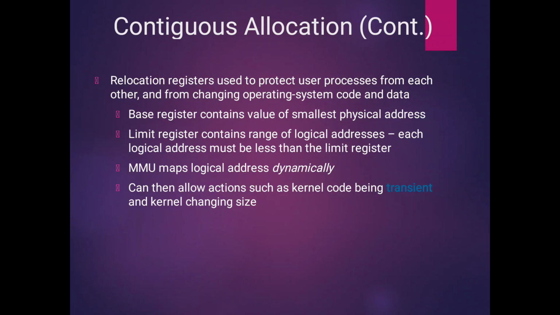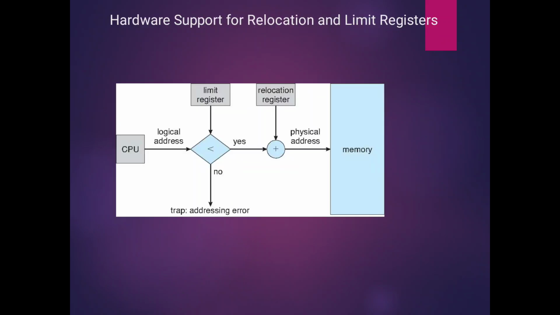The base register contains the value of the smallest physical address, and the limit register contains the range of logical addresses. Each logical address must be less than the limit register. The memory management unit maps logical addresses dynamically. This can then allow actions such as the kernel code being transient and the kernel changing size.